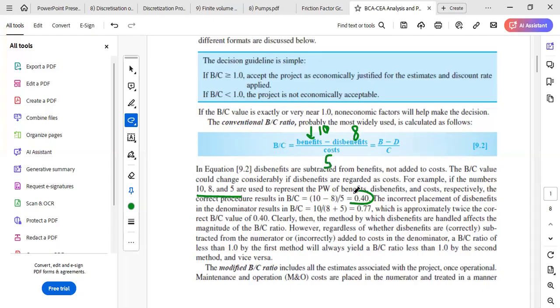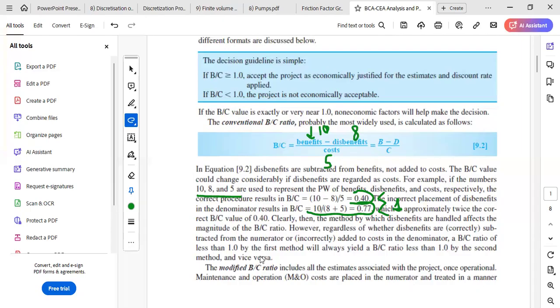If we decide now to consider the disbenefits as additional costs and we add them to the denominator, then the value will be 10 over 13. So as you can see, we have a difference in values, but both are smaller than 1. So both will give you the same conclusion about whether to accept or not. Here you will reject the project for both calculations. Okay. Now, in general, we consider that the correct method is to subtract the disbenefits from benefits and not to add them to costs in the denominator.